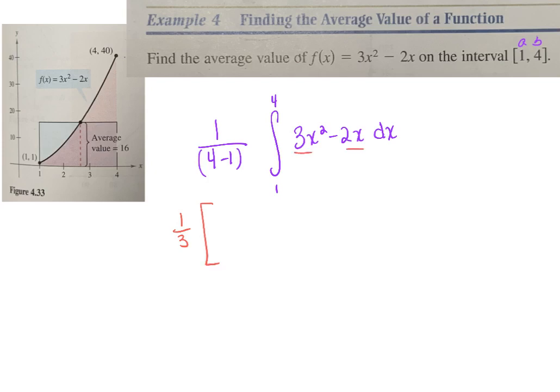So x cubed over 3 times 3, of course, is just going to be x cubed, and x squared over 2 times the 2 is just going to be x squared, from 1 to 4. And I will do that integration, and then I'll multiply it by the 1/3. And so we'll plug in the 4. We'll get 64 minus 16 minus, when I plug in a 1, I get 0.